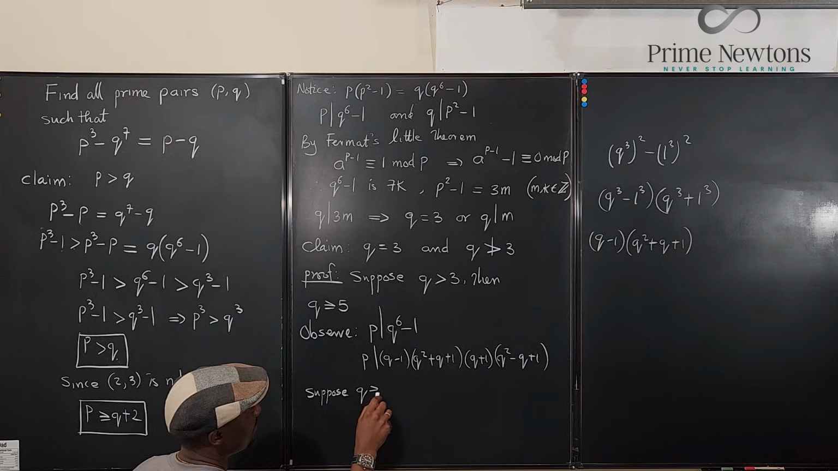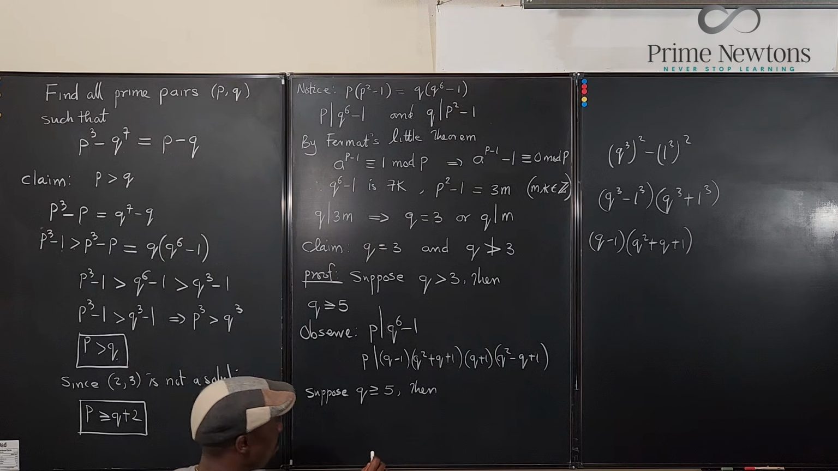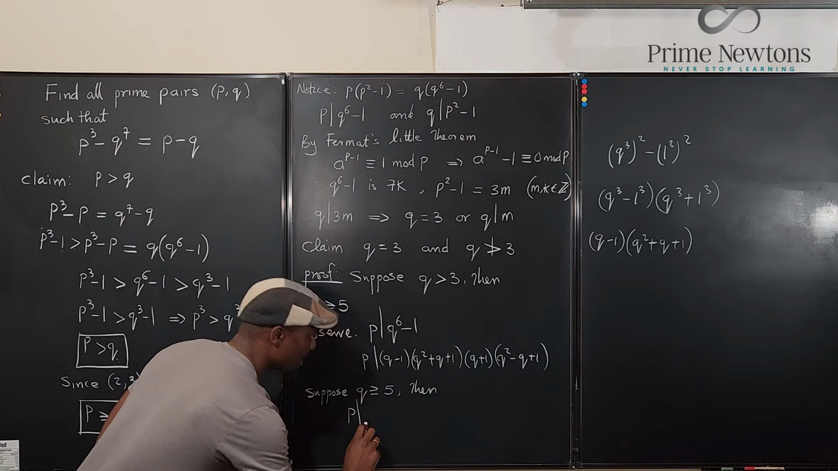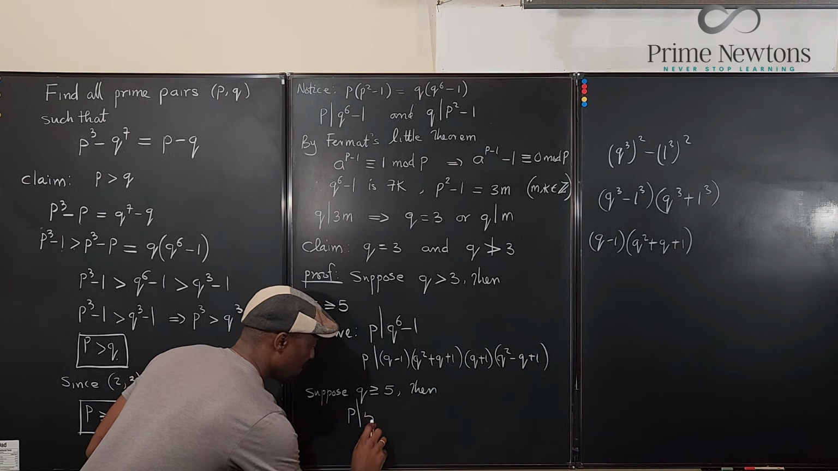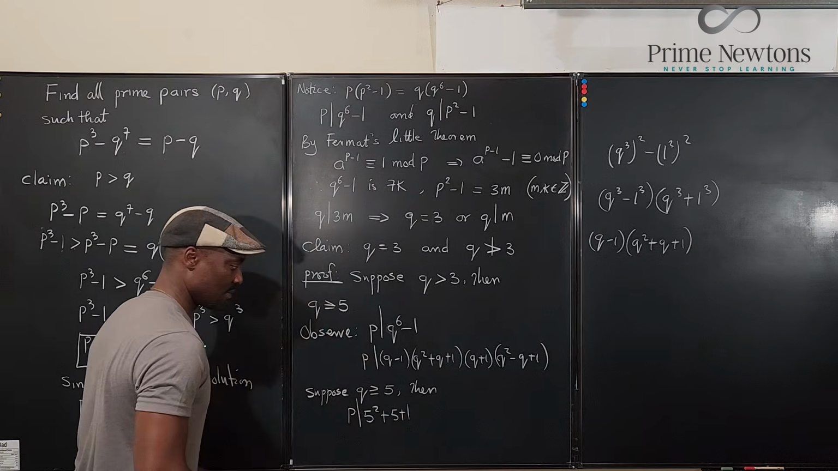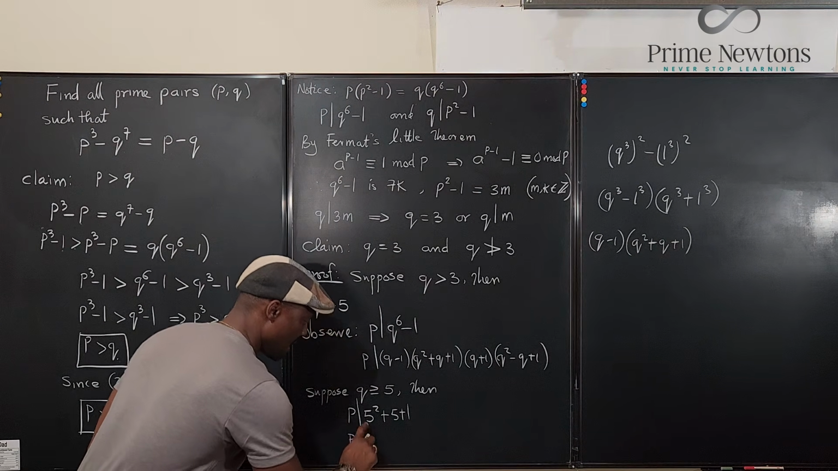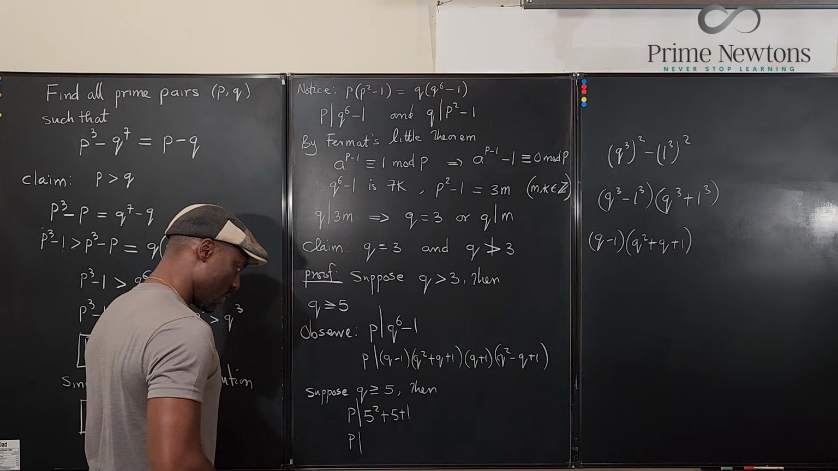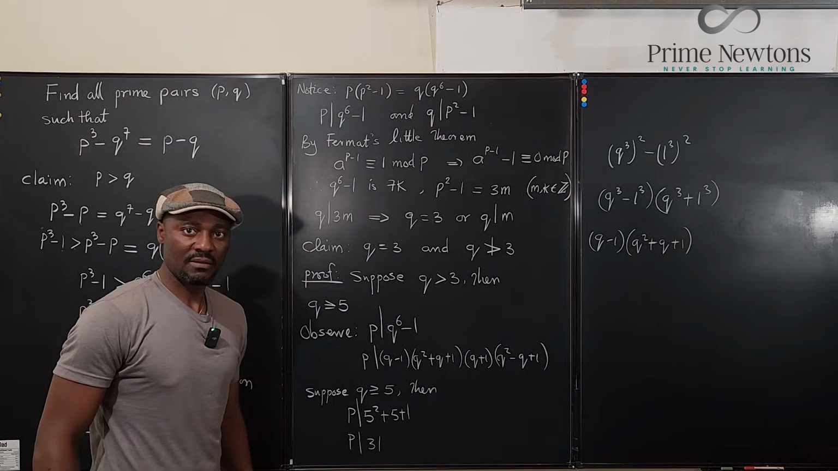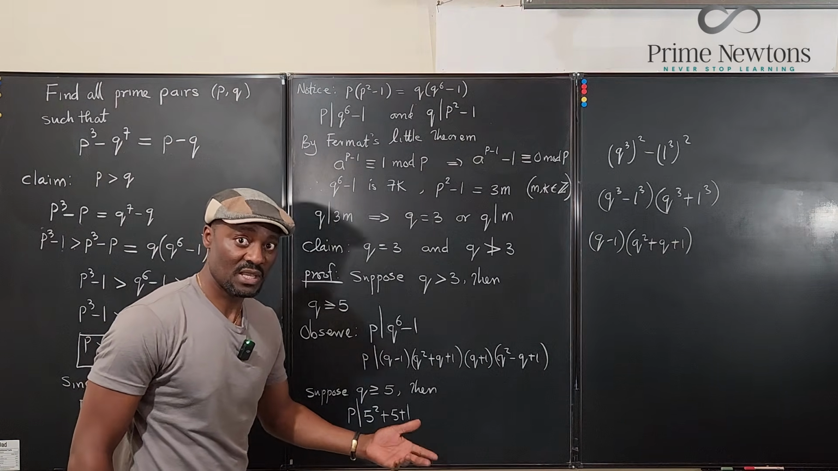Suppose q is greater than or equal to 5, then p must divide 5 squared plus 5 plus 1. That is, p must divide, what's this number? 25 plus 5 plus 1 is 31. So p must divide 31. Well, because 31 is prime, we might as well say p is 31.